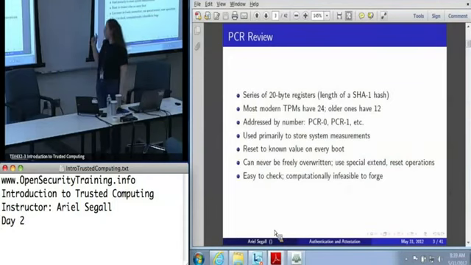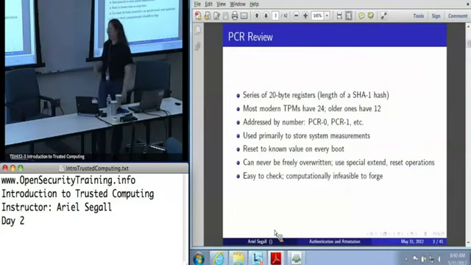PCRs are used mostly to store system measurements, and we're going to talk a little bit about some of the other things we can do with them in this talk. On every single boot of the machine, all of the PCRs are reset to known values. These are almost always all zeros. A few of them can, in certain cases, be all ones. And it is important to note that these are not freely modifiable registers. There's no just write operation for them.